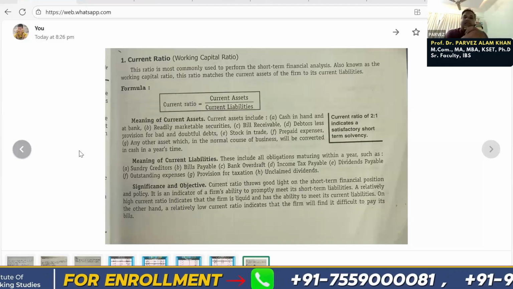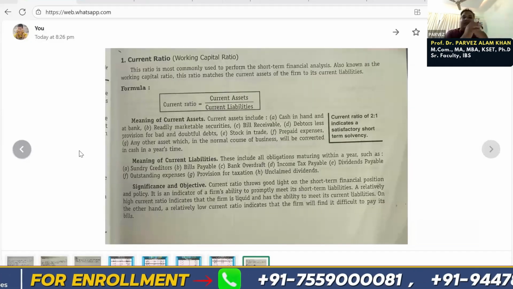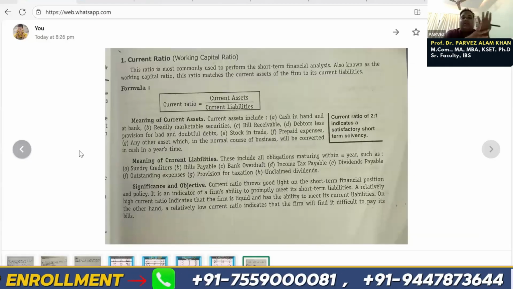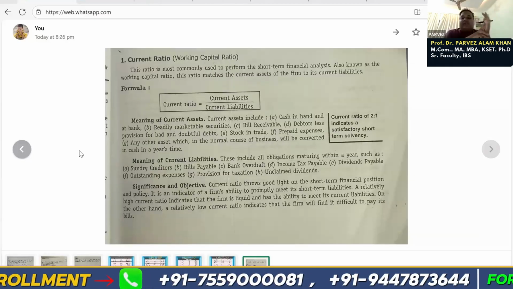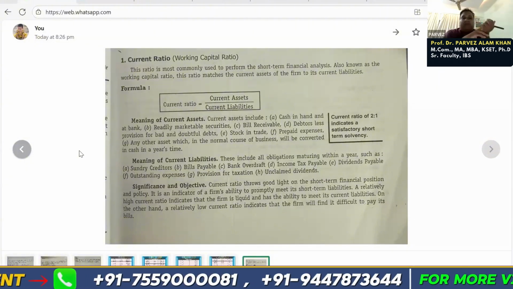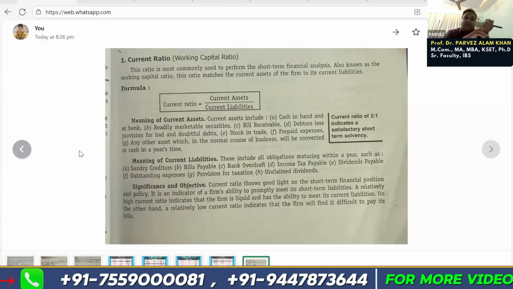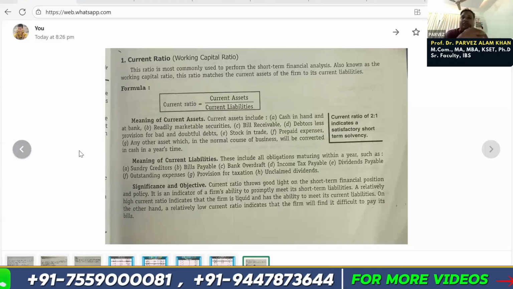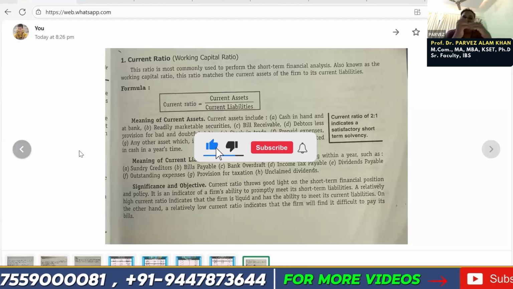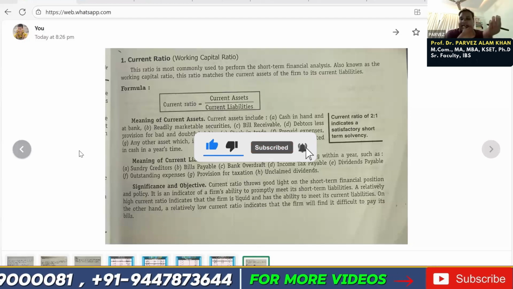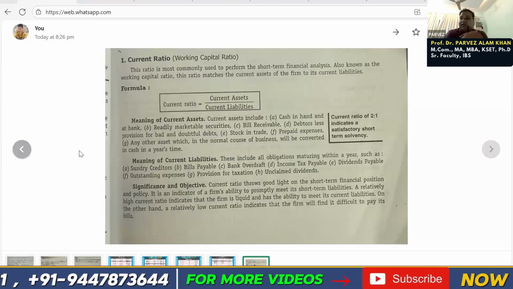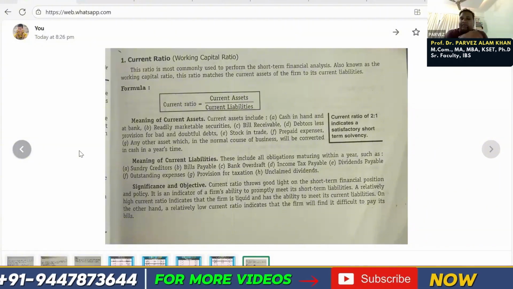Similarly, current liabilities means sundry creditors, bills payable, bank overdraft, income tax, dividend payable, outstanding expenses, provision for taxation, unclaimed dividend. So these all are your current liabilities. We have to find out the ratio of these two. Your current ratio should be 2:1. Means your current asset should always be higher. Then only you can meet your current liabilities. You can pay your current burdens, isn't it? Correct?